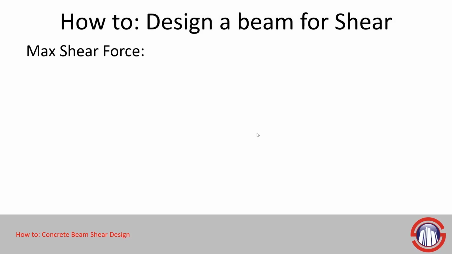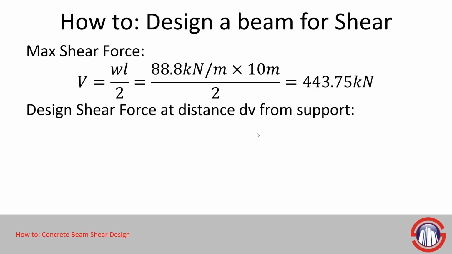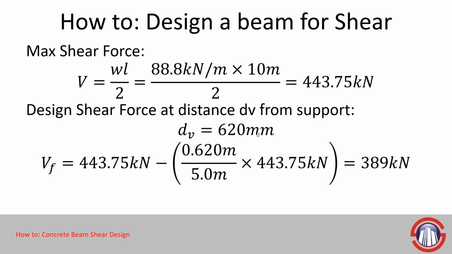Now we know our maximum shear force. We've seen that already within S-line. But just to calculate this, we have 88.8 kilonewtons per meter as our maximum load applied to this beam that's 10 meters long. So the maximum shear force would be 443.75 kilonewtons. However, our design shear force will be found at a distance of dV from our support, and dV, as we just found out, is equal to 620 millimeters. So the design shear force will equal 389 kilonewtons. And we want to make sure that our shear capacity exceeds our design shear force.